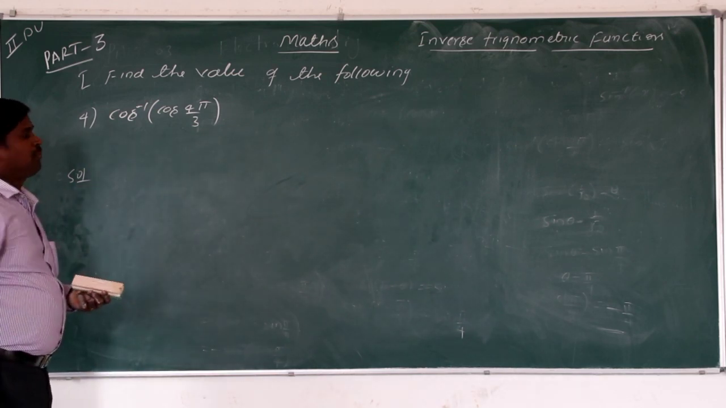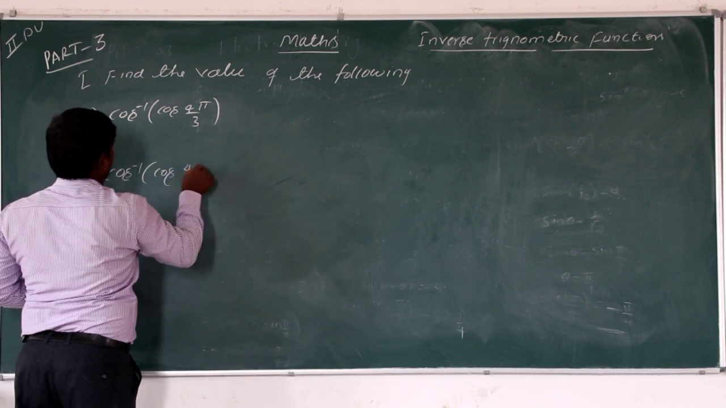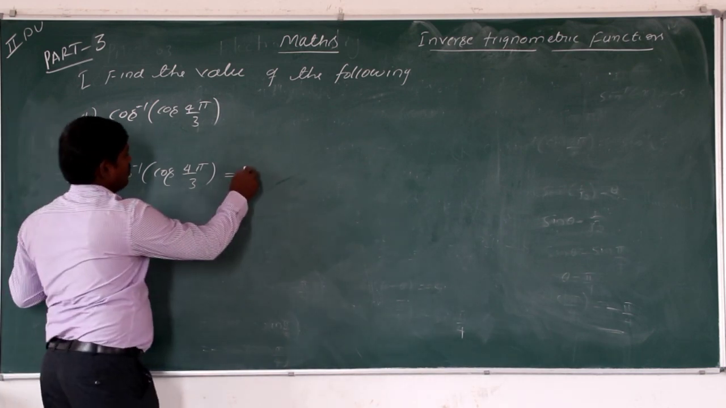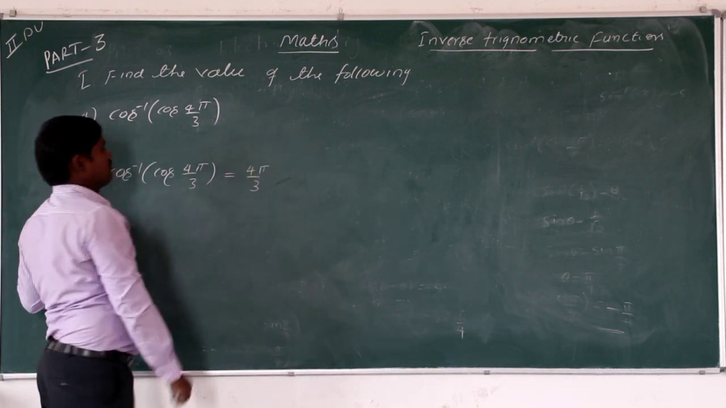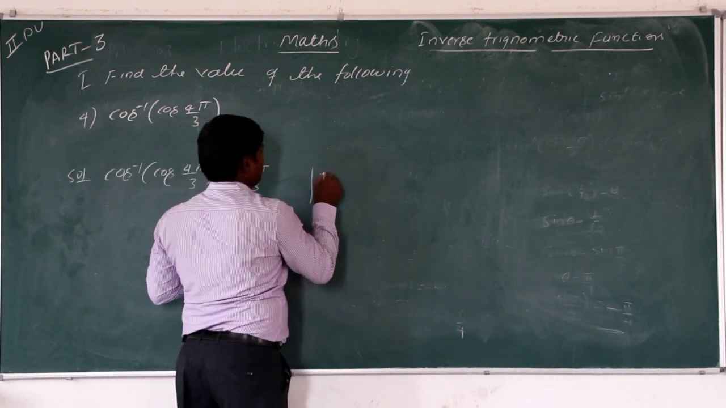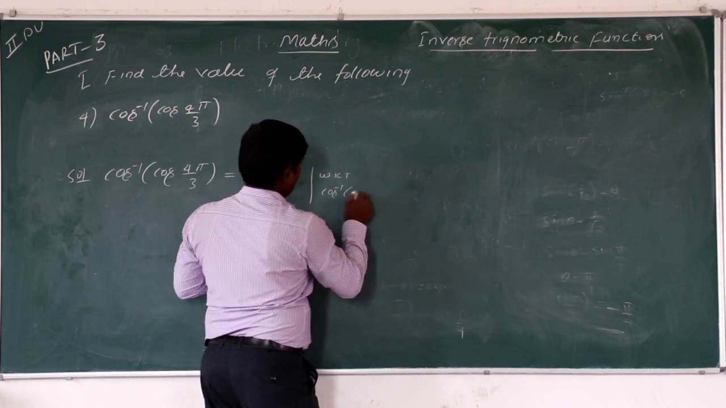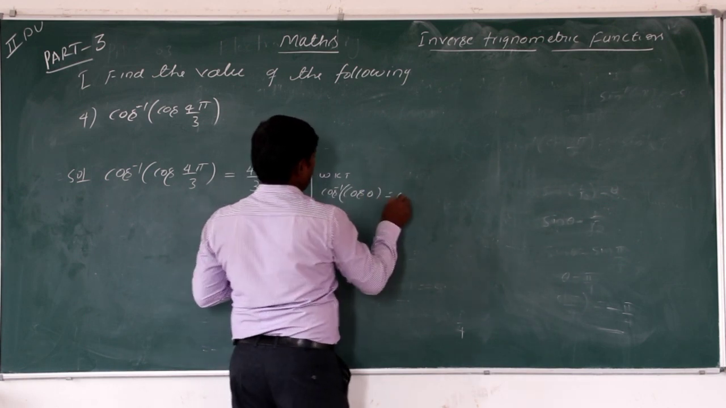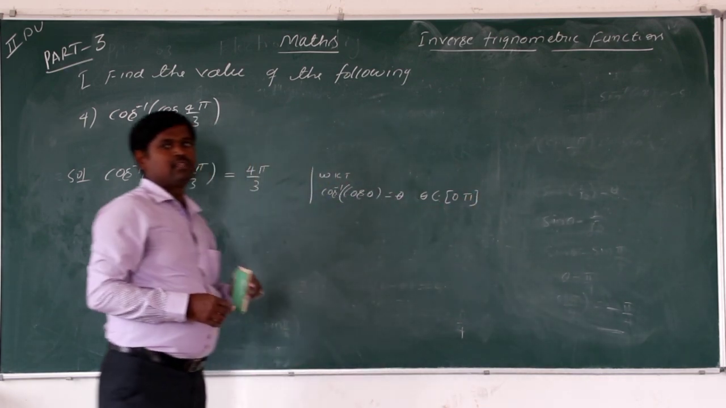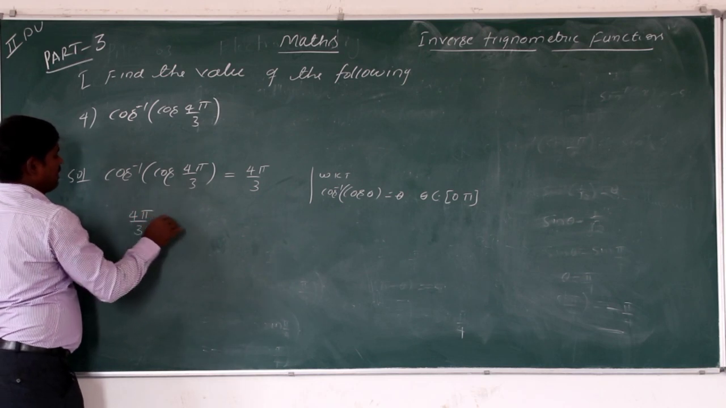So cos inverse of cos of 4 pi by 3. We know that cos inverse of cos theta is equal to theta if theta lies between 0 to pi. But here theta is equal to 4 pi by 3.